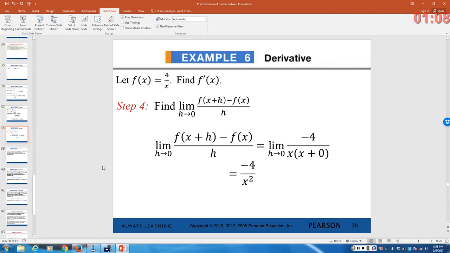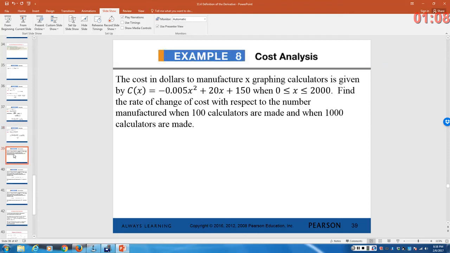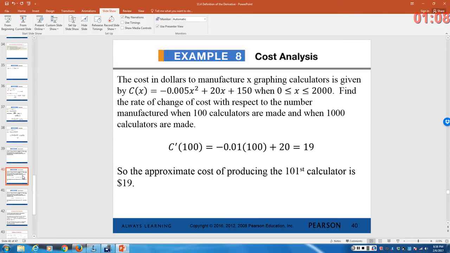And if the PowerPoint's not already in D2L, I think it is, but if it's not, I'll put the PowerPoint in there so you can fill in your notes. This is just an application of the same thing. You find the derivative and you use x equals 100.